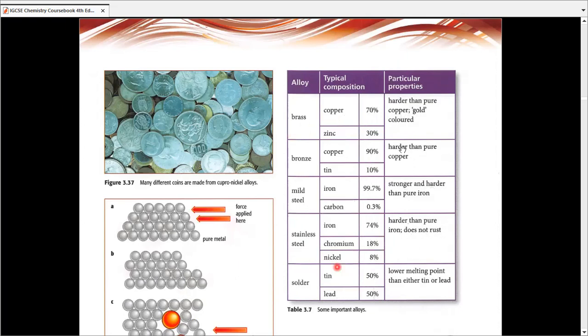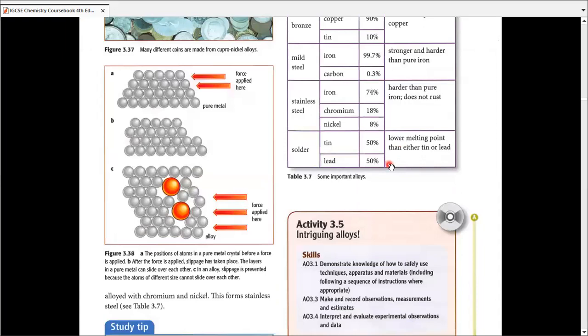Now, as we have been saying, metal becomes harder and stronger after the addition of another metal or non-metal to it. What happens can be seen in this diagram. This diagram has three parts. Let's look at the A part first. It's a pure metal. It has all the ions of the same size. So whenever a force is applied, the layers would easily slip over one another. That's what actually happens in the B part of the diagram.